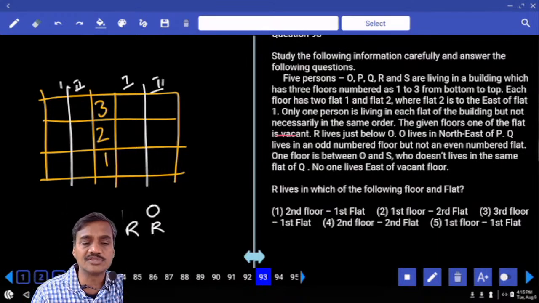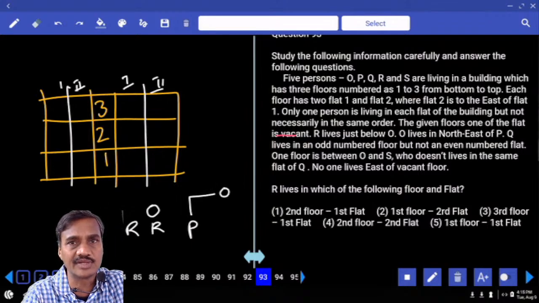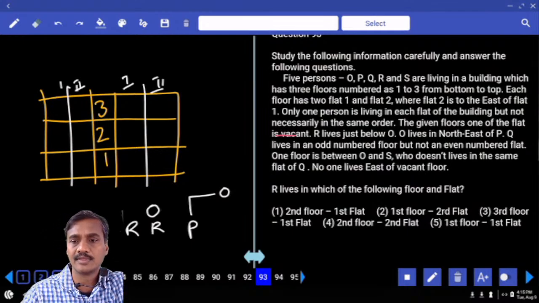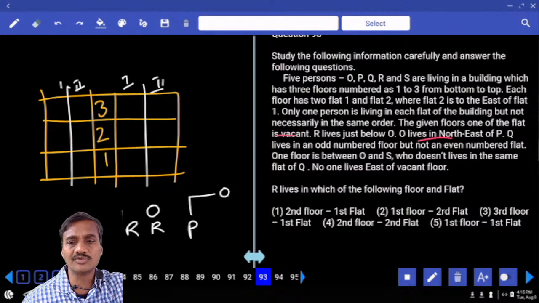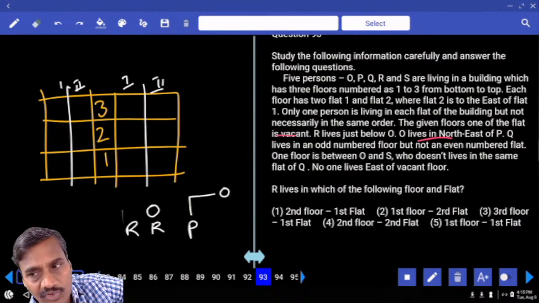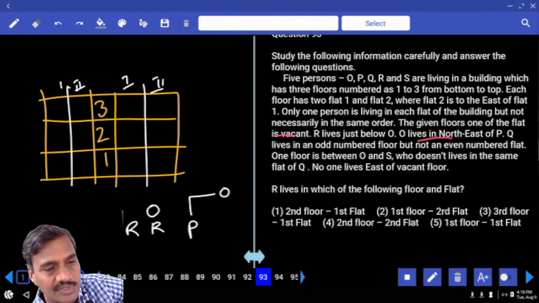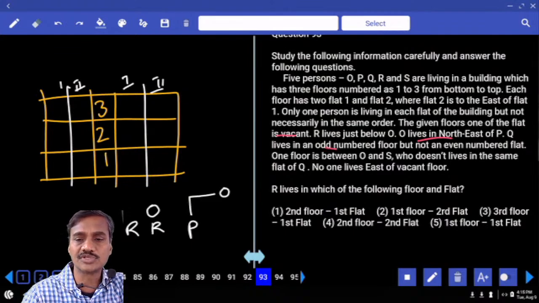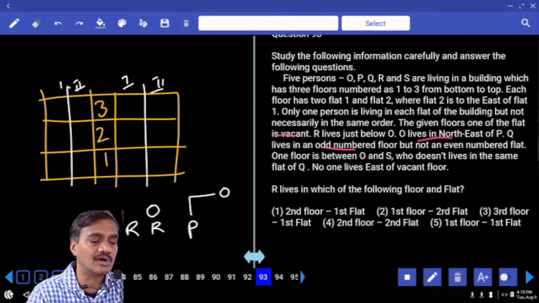O lives to the northeast of P. O is to the northeast of P means P and O must be like this. That means P must be in flat 1 and O is in flat 2. And next one: Q lives on an odd numbered floor but not on an even numbered flat. Now Q, odd numbered floor. Q lives on an odd numbered floor and odd numbered flat.